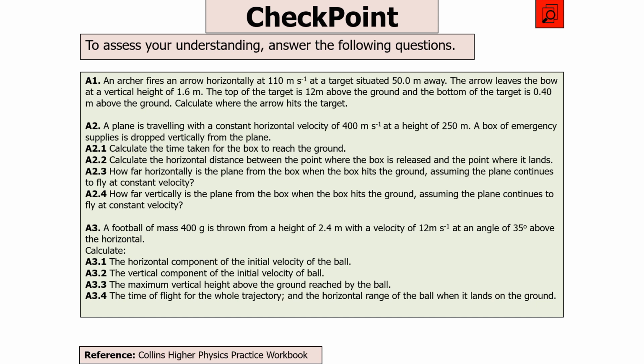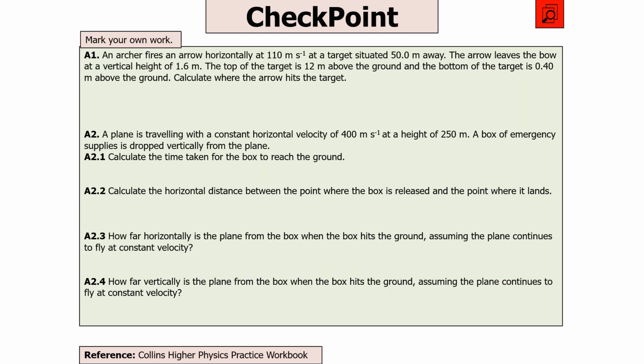Then third question, a football of mass 400 grams was thrown from a height of 2.4 meters with a velocity of 12 meters per second at an angle of 35 degrees above the horizontal. Calculate the horizontal component of the initial velocity of the ball, the vertical component of the initial velocity, the maximum vertical height above the ground reached by the ball, the time of flight for the whole trajectory and the horizontal range of the ball when it hits the ground. Pause the video now, then unpause the video when you want to go through your answer.